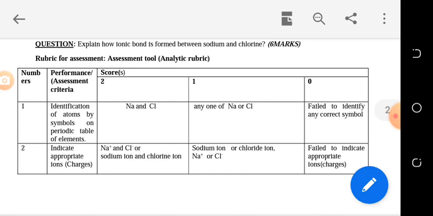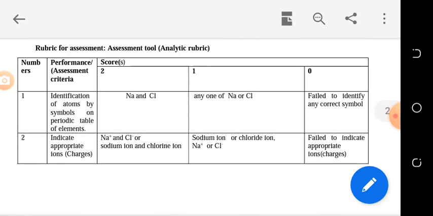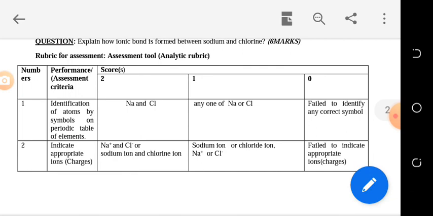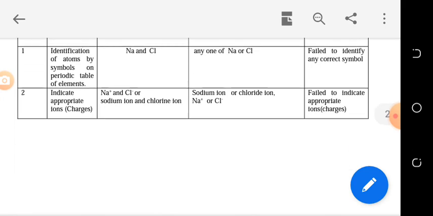A student who has maximized the marks will get 2 marks if the student has identified properly the symbols of the elements as you have set in the rubric for assessment criteria. If he has mentioned one, 1 mark. Failed to identify any correct symbol, gets 0.